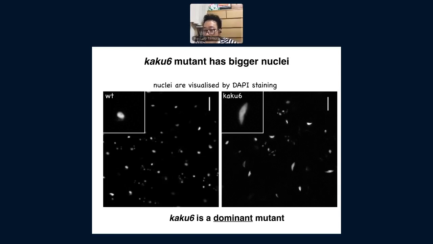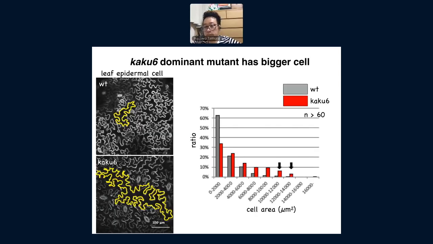These are fluorescent nuclei visualized by DAPI staining in cotyledon epidermal cells of wild type and the Kaku6 mutant. The phenotype of the Kaku6 mutant was very different from previous kaku mutants. The Kaku6 mutant shows bigger and elongated nuclei compared with wild type. Also, we found that the Kaku6 mutant is a dominant mutant. The phenotypes can be observed in both heterozygous and homozygous mutants, suggesting that the Kaku6 mutation gives either a gain of function or loss of function.